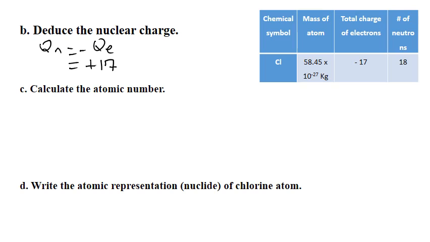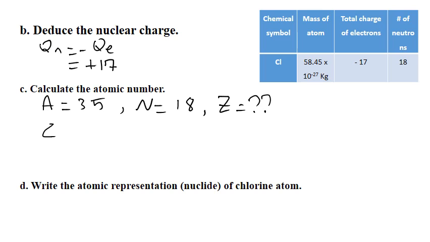Muhammad Saleh, calculate the atomic number Z. Now, you have A equal 35, you have N equal 18, we need to find Z. What is the rule or formula, Muhammad, which relates Z to A and N? Z equals what? Z equals A minus N. Yes, so it's 35 minus 18 equals 17.